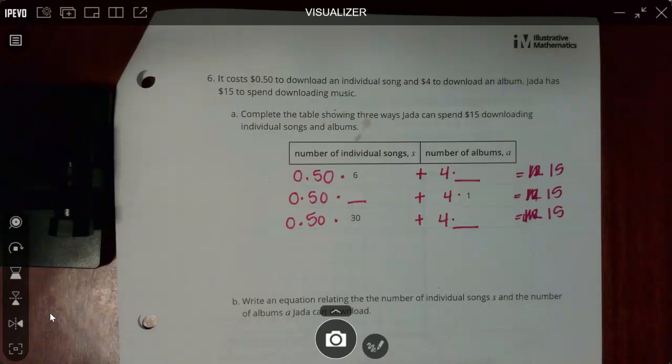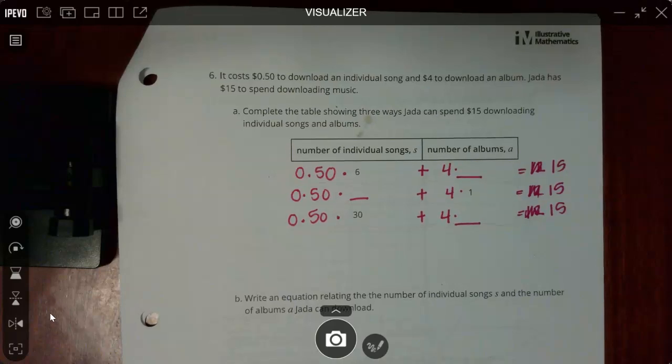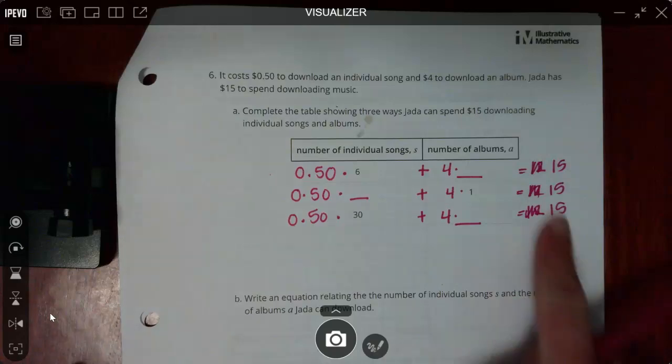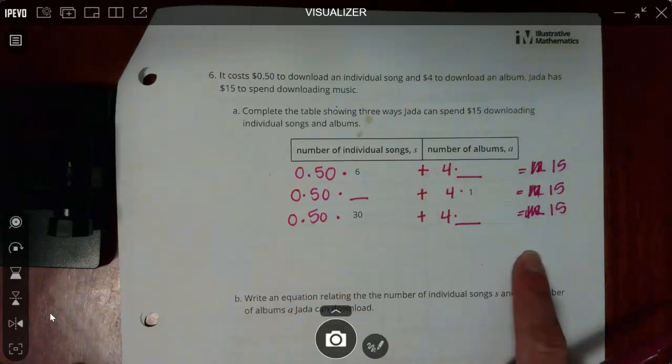All right, number 6. It costs 50 cents to download an individual song and $4 to download an album. Jada has $15 total to spend downloading music. So we need to complete this table and show the 3 different ways we can make 15 using this rule. Okay? So I kind of set this up with the rules of the problem.